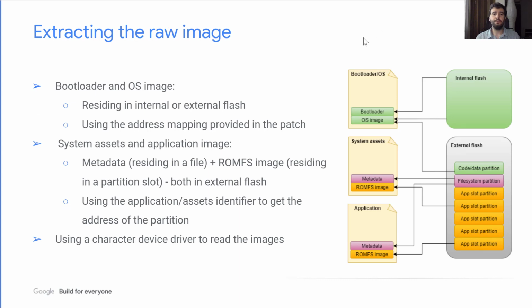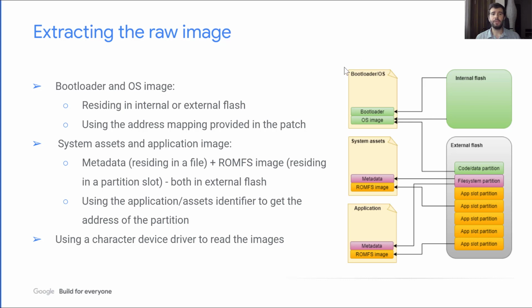So previously we said that the patches are applied over the raw images. This diagram is pretty similar to the one from the installation slide, except that the direction of the data is different and the peripheral component is lacking because it's not supported. Also, here we are talking about raw images instead of bundles, and the bootloader and the OS image is retrieved from the internal and external flash using the mapping included in the patch.